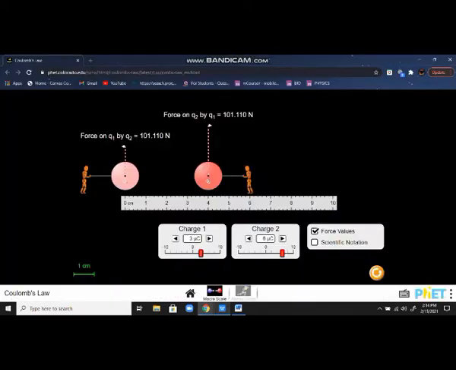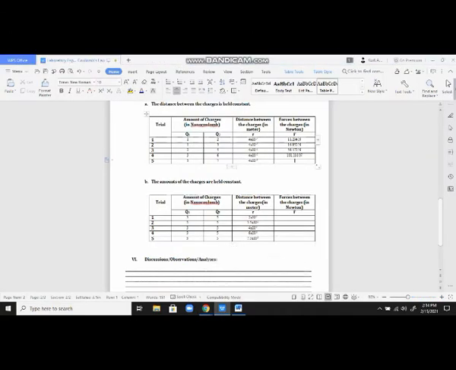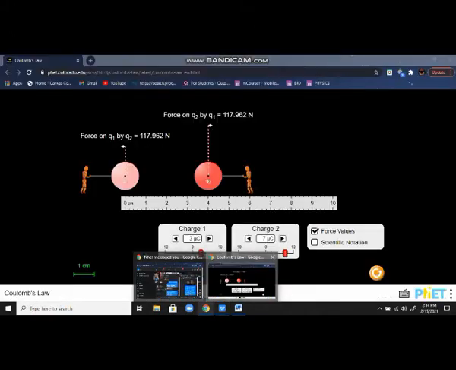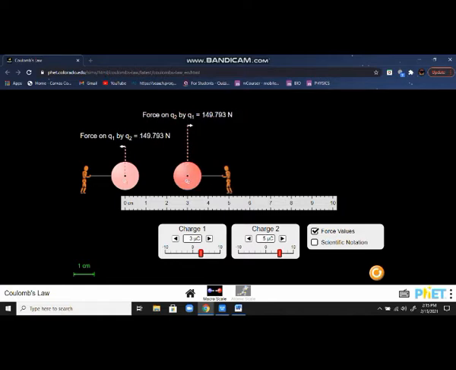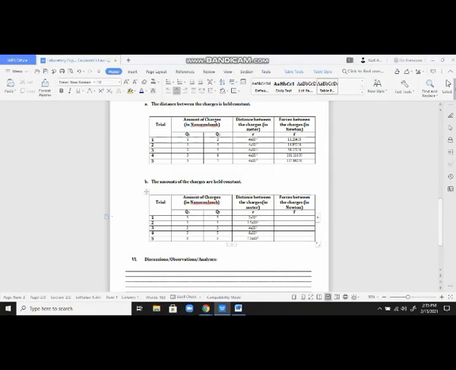In Trial 3, Q1 is positive 2 and Q2 is positive 5. With the same distance, the forces between the charges are 56.172 newtons. In Trial 4, Q1 is positive 3 and Q2 is positive 6, which the forces between the charges are 101.110 newtons. In Trial 5, Q1 is positive 3 and Q2 is positive 7. The forces between the charges are 117.962 newtons.